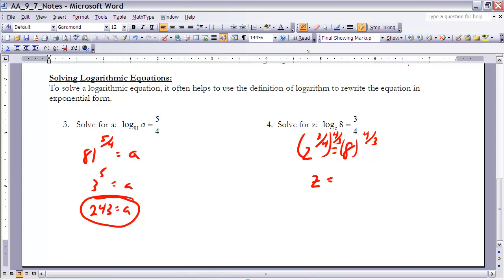Now let's see if we can do that one in our head as well. 8 to the 4/3 power. Remember, the bottom number is the root, so I'm taking the third root of 8, which is 2. And then I'm raising that number to the 4th power. 2 to the 4th power is 16. Therefore, z would have to be equal to 16.